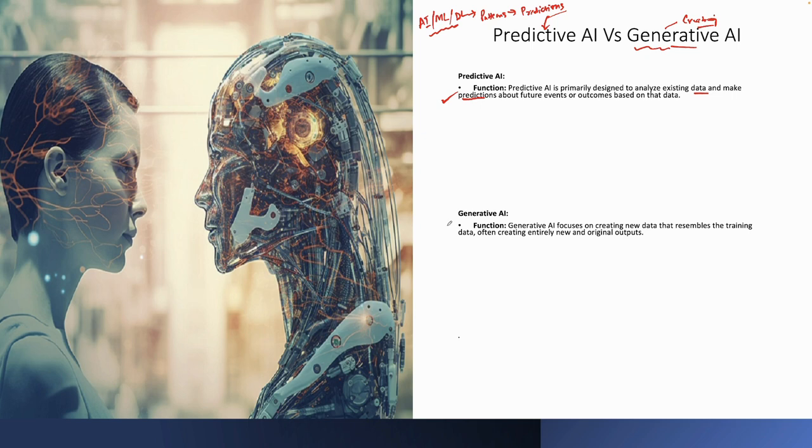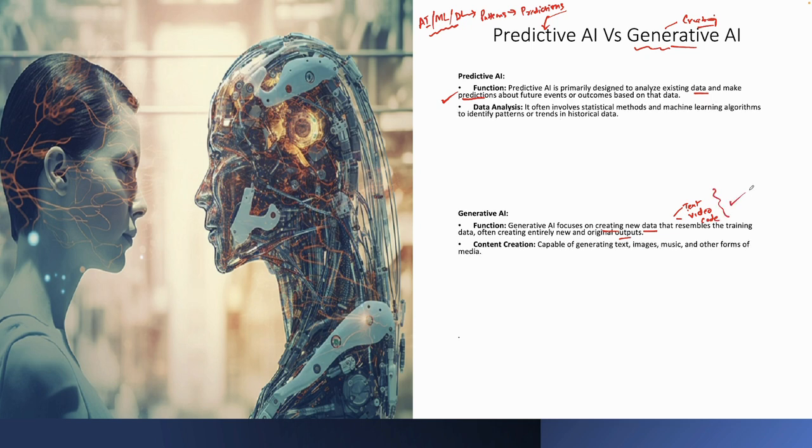Now, what is the function of generative AI? Generative AI focuses on creating new content, right? Creating new data that resembles the training data, often creating entirely new and original output. So this could be text, video, or code. You are generating all these kinds of data, right?